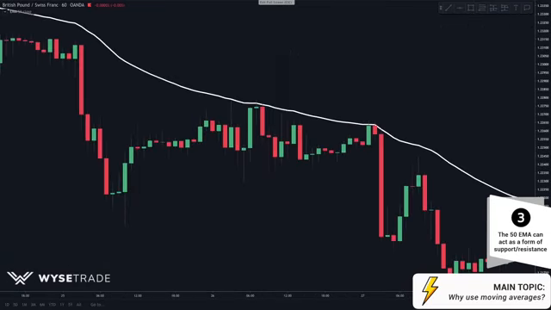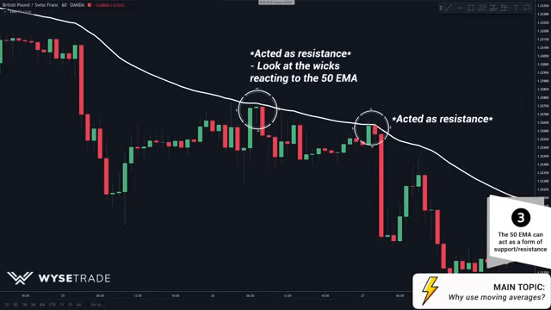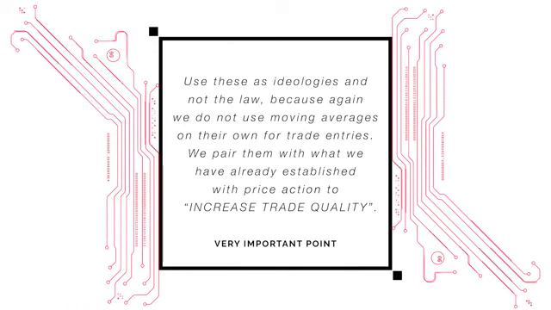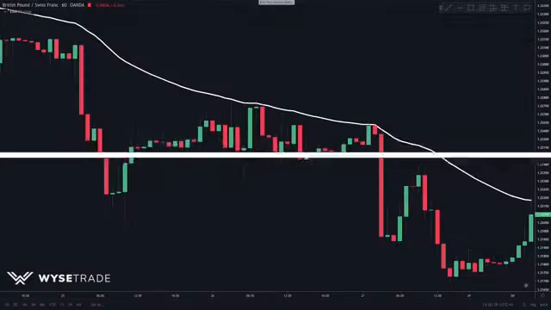Now, in the opposite direction, price is in a bearish downtrend, and if you get price action through candlestick formations at the 50 EMA, it shows that price is indeed reacting to the 50 EMA and can signal a possible trend continuation short. Now, the most important point in regards to these concepts is that we use them as ideologies and not the law, because again, we do not use moving averages on their own for trade entries. We pair them with what we have already established with price action to increase trade quality.